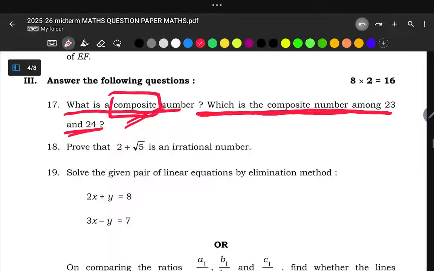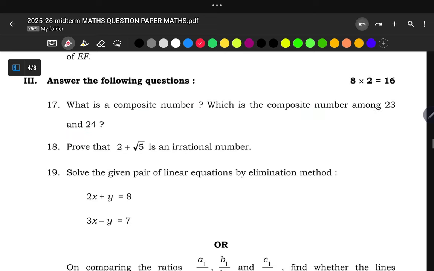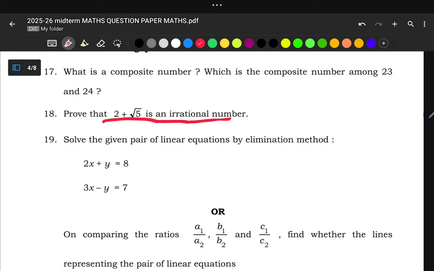Yes. See, next the question is, prove that 2 plus root 5 is an irrational number. So this is a direct question from your textbook exercise. By considering 2 plus root 5 is a rational number and taking it in the form p by q, you have to prove that it is an irrational number. I'm not going to prove it fully here because already you know how to prove.